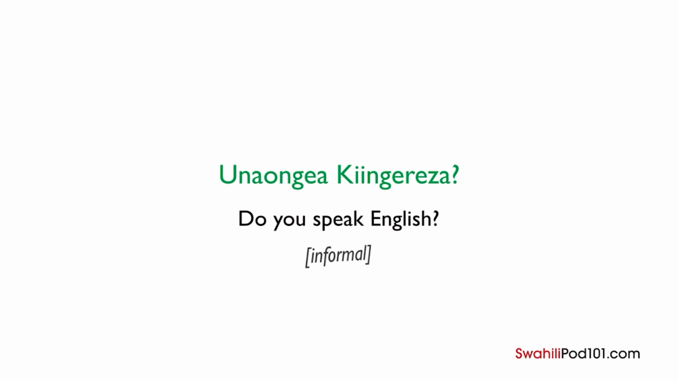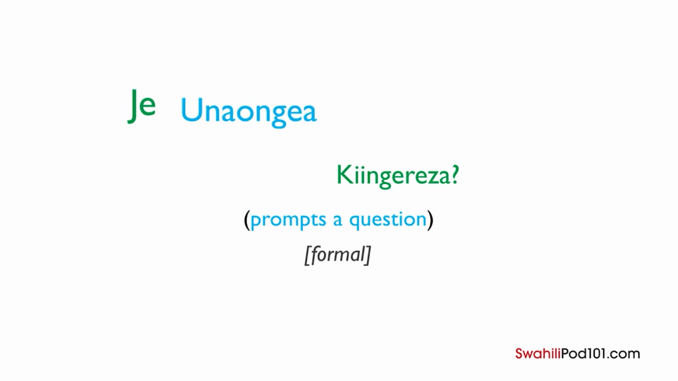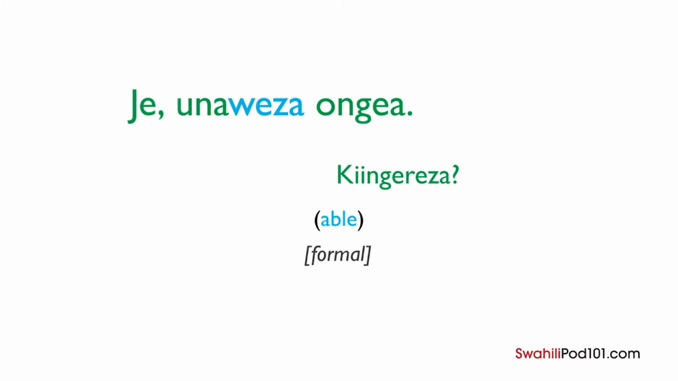We are now going to make this sentence formal. It isn't hard. First, add the word je at the beginning of the sentence. Je is a word that prompts a question. The sentence unaongea will change to je, unaweza ongea. Note the extra word weza, which means able. Je unaweza ongea therefore means, are you able to?